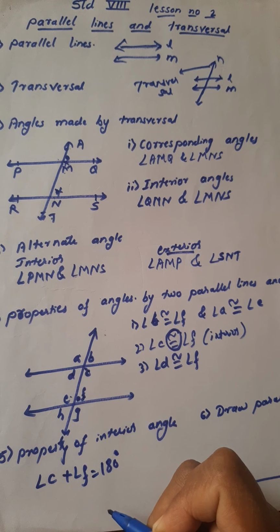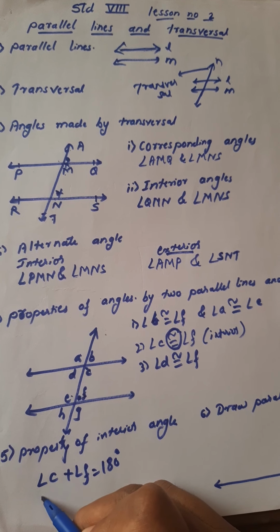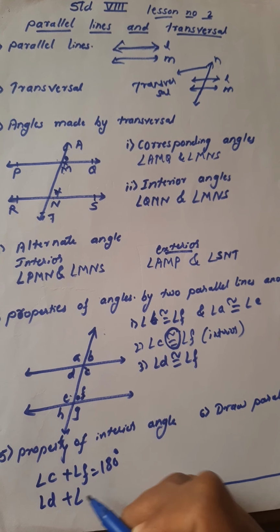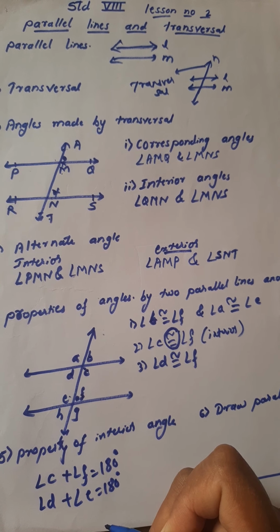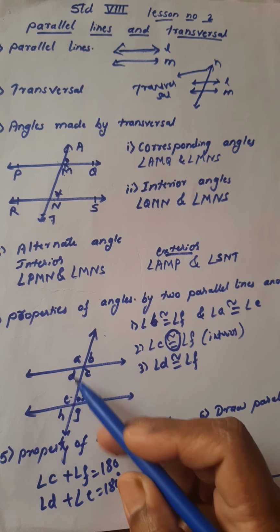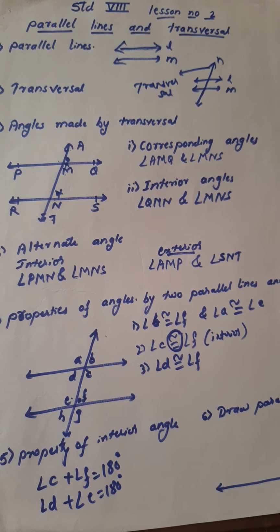This is the first property. Angle C and angle F is 180 degrees. Similarly, angle D plus angle E is also 180 degrees. Understand? Okay. Angle D and angle E is also 180 degrees. This is called the property of interior angles.